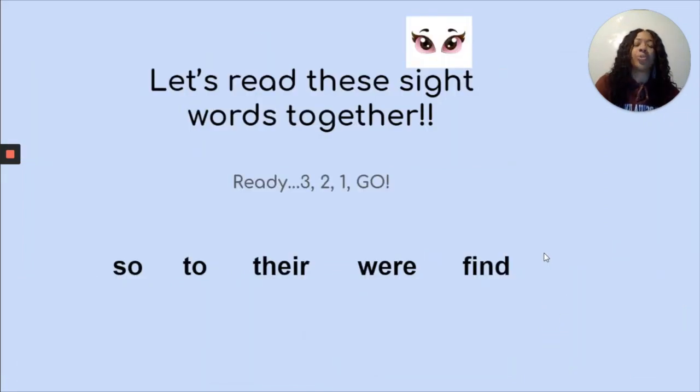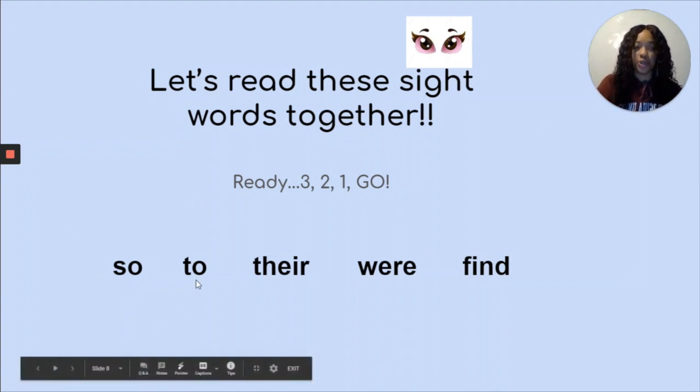And of course, we have our sight words. And as first graders, you already know, if we see the eyes over the word sight, that means we know these words. Let's get ready to go. 3, 2, 1. So, to, there.